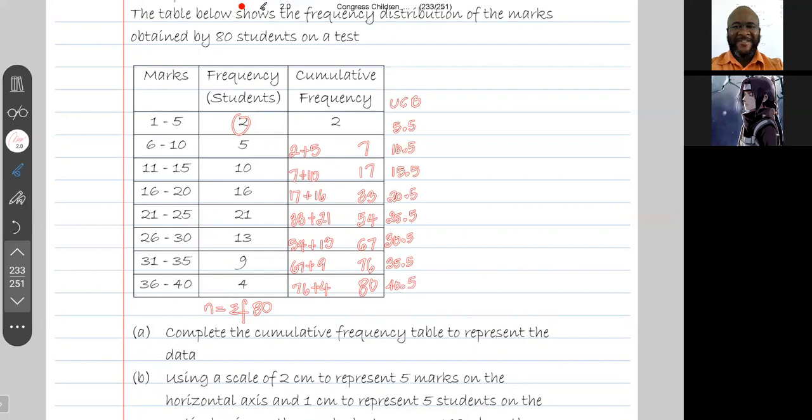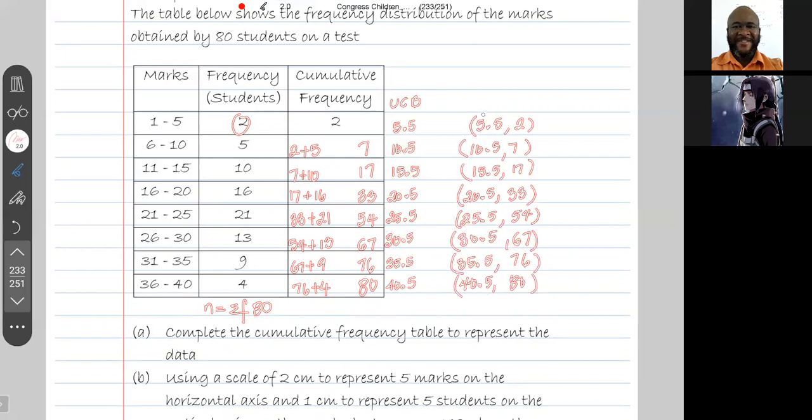We're going to plot the upper class boundary against the cumulative frequency. These are the points we're going to plot: 5.5, 2; 10.5, 7; 15.5, 17; 20.5, 33; 25.5, 54; 30.5, 67; 35.5, 76; 40.5, 80. These are the points we're going to plot.